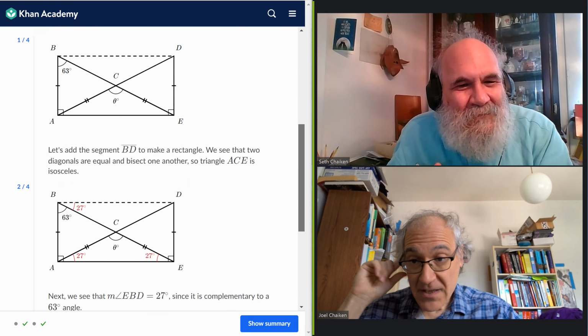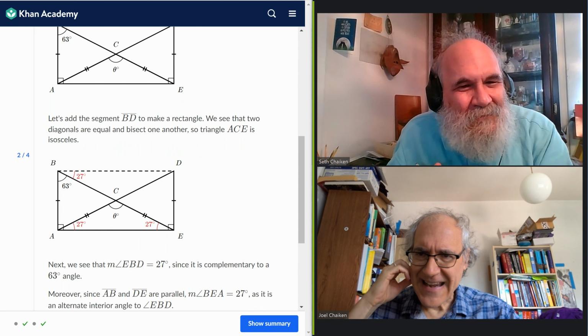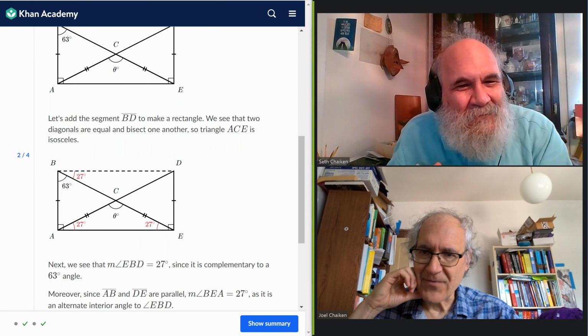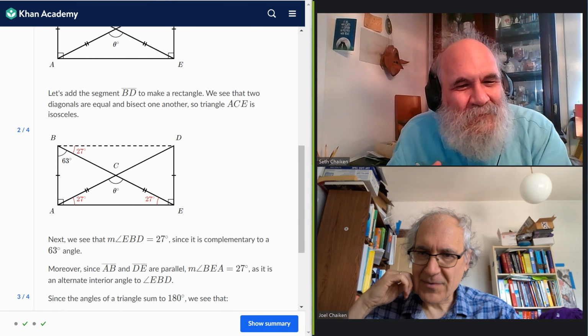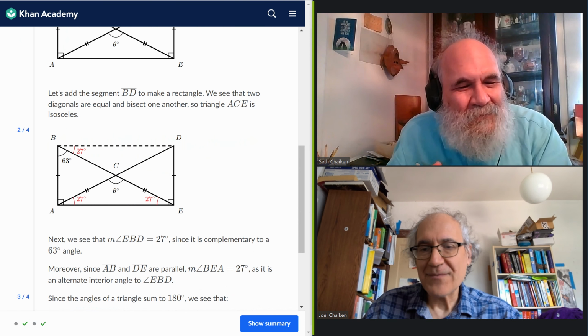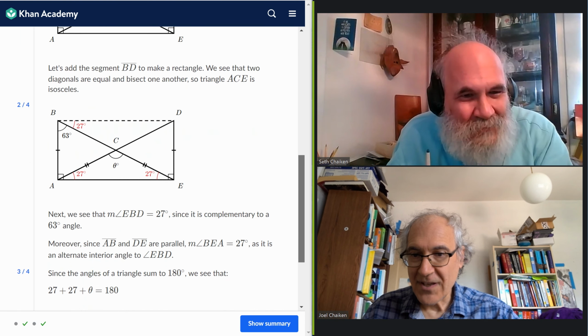Anyway, in the end, now we see that it's 20. Then we see that the angle near B is 27 because it's complementary. Moreover, since AB and CD are parallel because it's a parallelogram, because they made it into a rectangle, and rectangles are parallelograms, then you invoke alternate interior angles. Boy, what a complicated way of doing it.